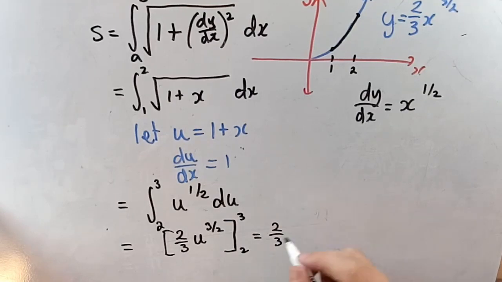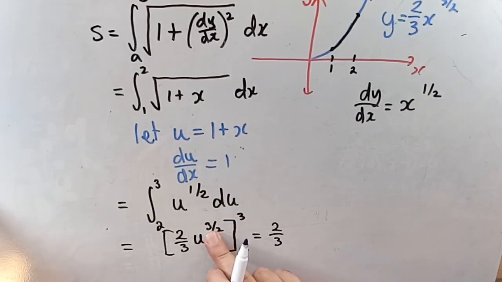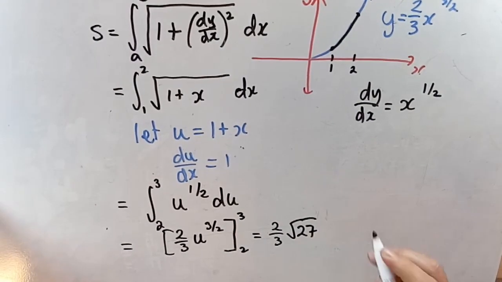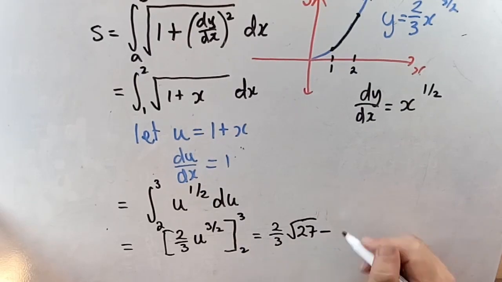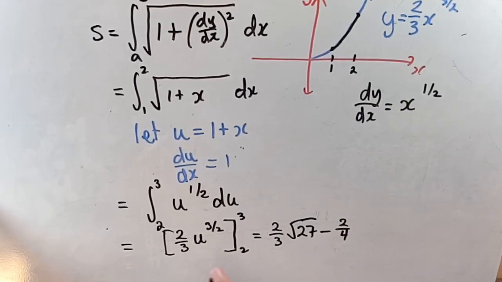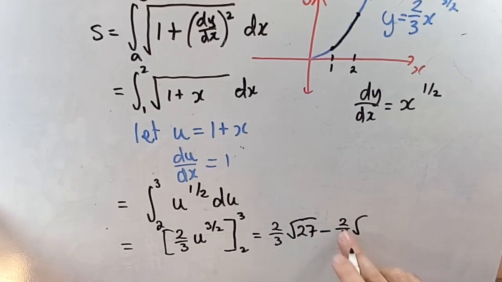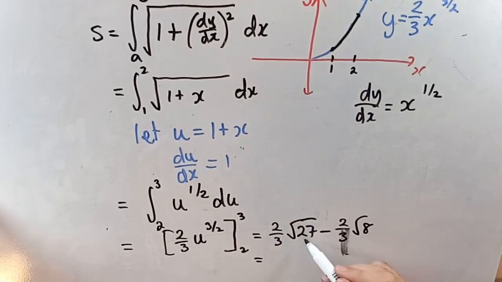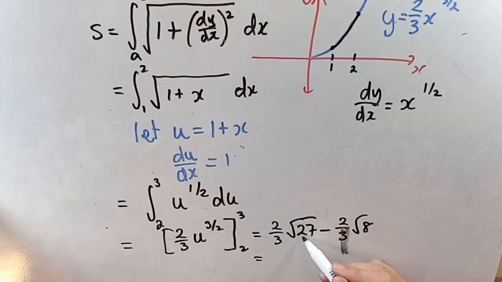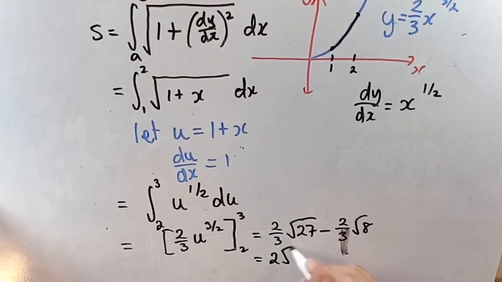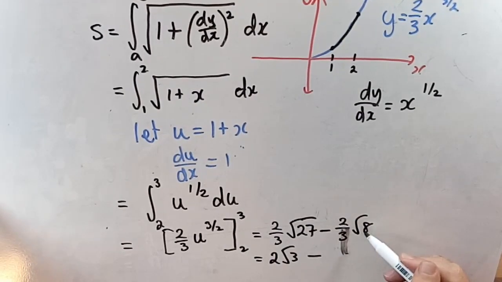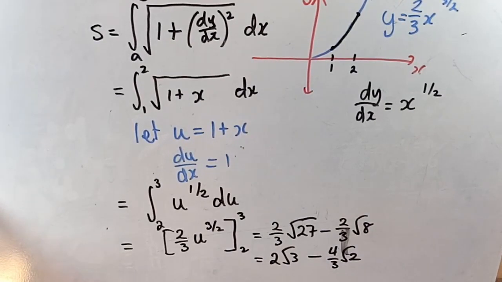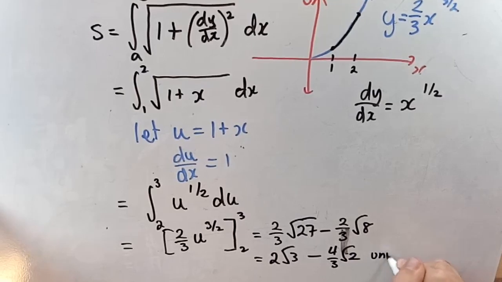That equals 2/3 of 3 cubed, which is 27, square root 27, minus 2/3 of square root 8. Okay, we can simplify that down a little bit. This is 9, take the 3 out, so 2 root 3, minus, this is 2 root 2, take 2 out, 4 on 3 root 2. Okay, and that's just in whatever the units are.